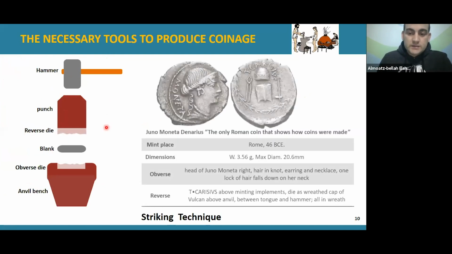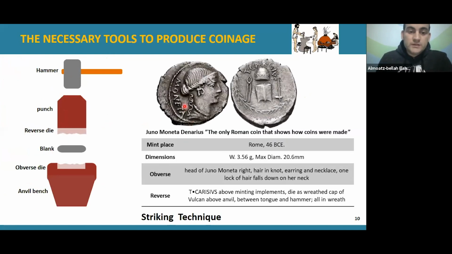And here you can see the denarius of Juno Moneta that shows how coins were made. You can see here tongs and cap, hammer and anvil. An experienced blacksmith could use up to 1,000 dies per year.